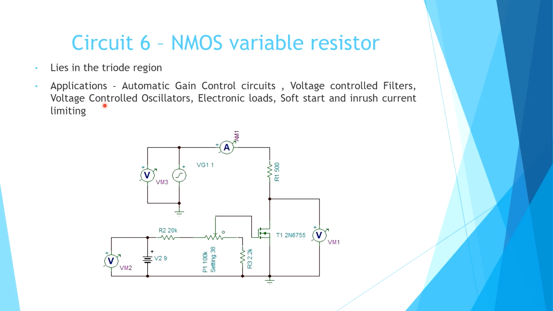Okay, like that. And next is voltage controlled filters, and a standard low pass filter uses a resistor and capacitor, where the cutoff frequency is determined by fc equals 1 by 2 pi RC.